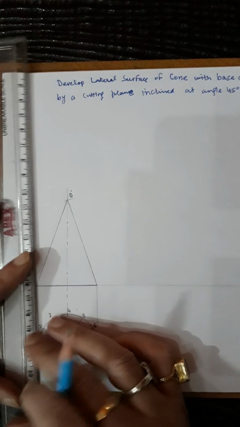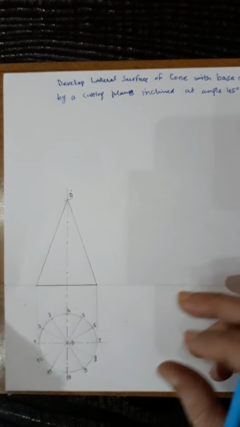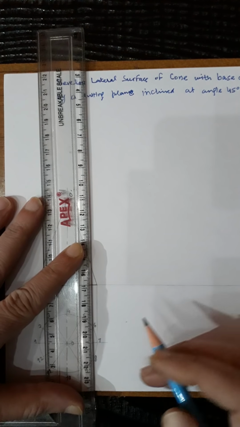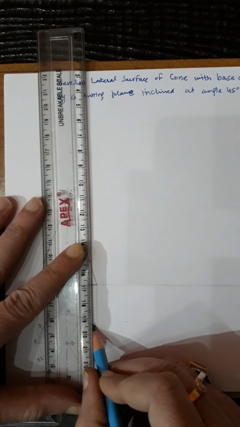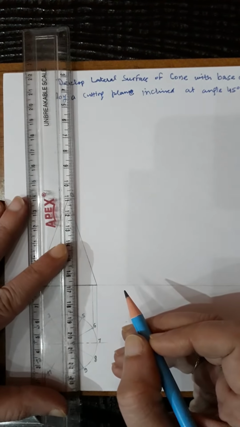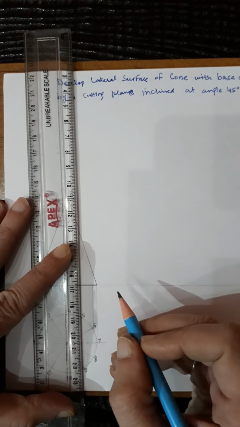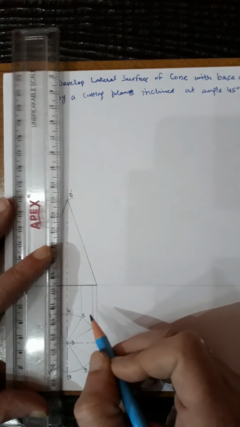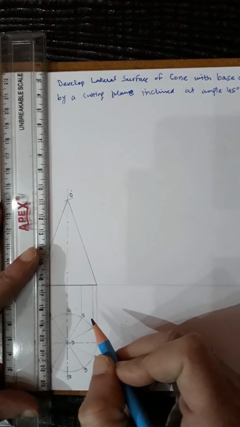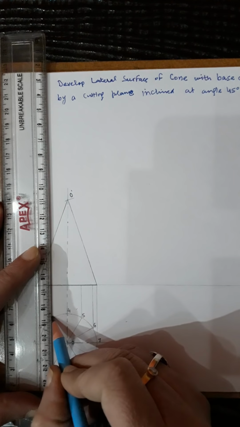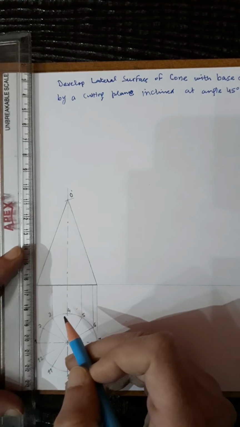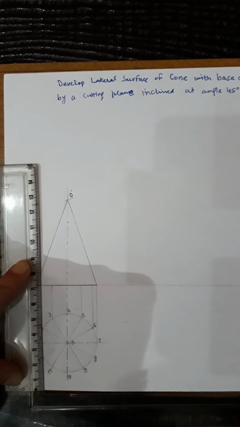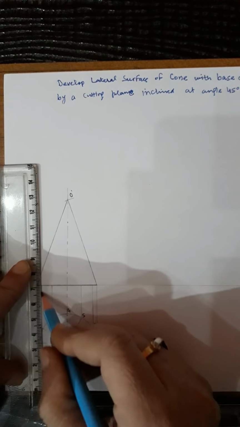Now you can join these vertical edges. 6 and 8 will have the same vertical, so you can join this up to the base edge. Then similarly 5 and 9 will have the same vertical projector. 4 and 10 is already there. Then 3 and 11, again the same vertical projector. 2 and 12 will have the same vertical projector.